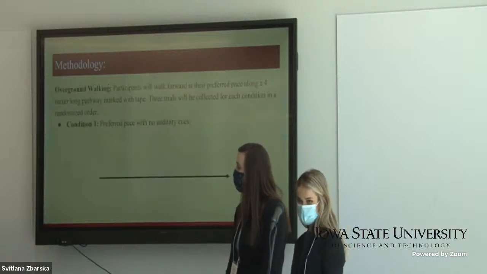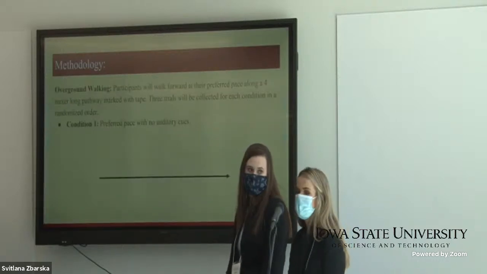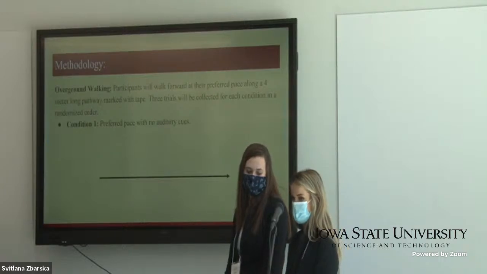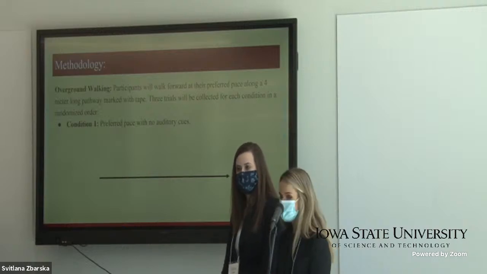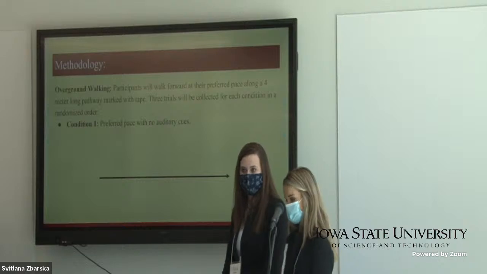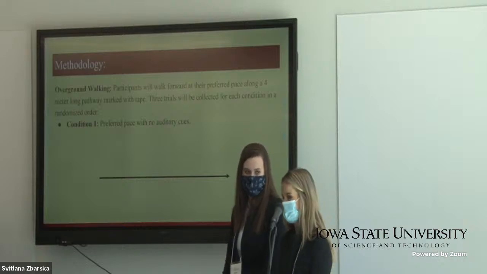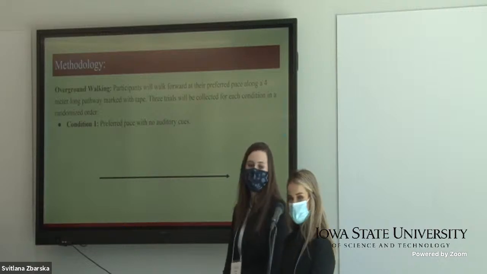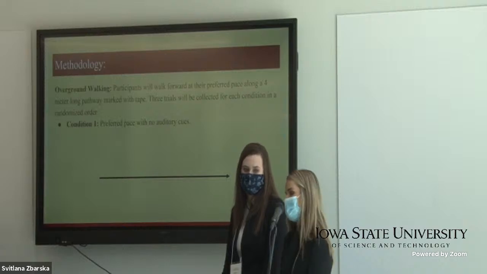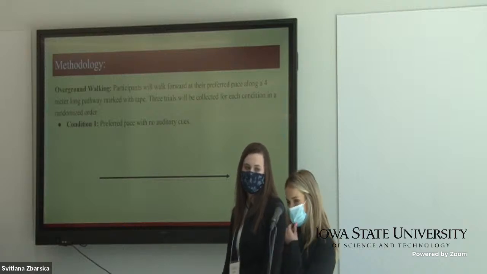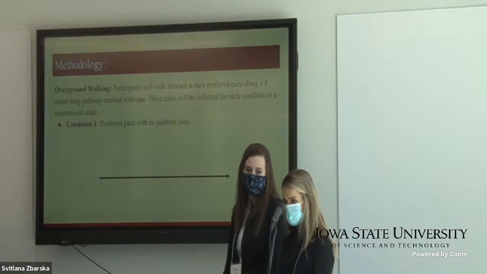Going into the methodology of our walking tests, when we are actually performing this experiment, we're going to randomize the conditions, but for presentation's sake, we're going to present them in a certain order. The first test will be overground walking, which is just walking forward normally over about 4 meters. The first condition will be walking at the preferred pace with no auditory cues, meaning no singing, just walking normally, and we'll do that 3 times. The second condition will be overground walking again at the preferred pace, except this time we'll be singing Row, Row, Row Your Boat.